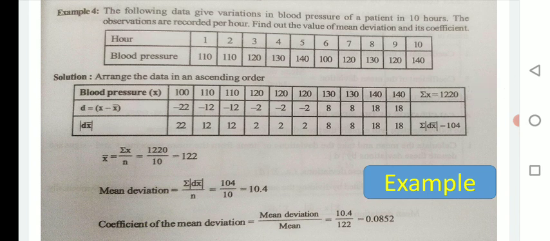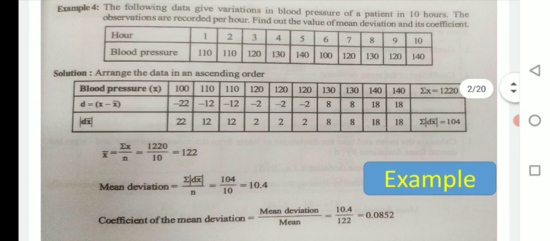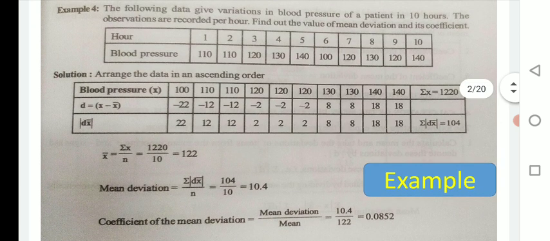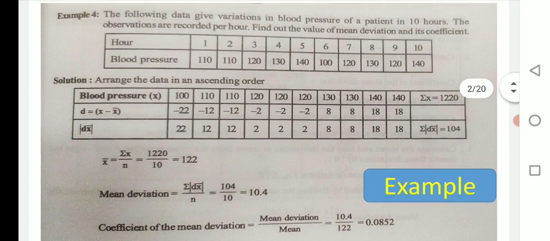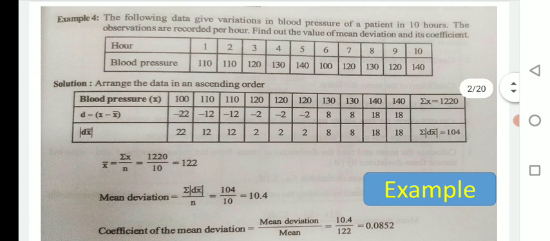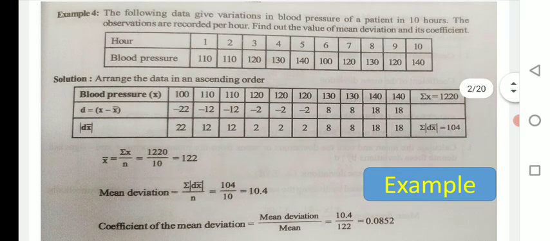Okay. So all these readings are added, and the total for dx is 104. So we have to put these readings in the formula, and the formula is summation dx upon n. We just calculate by putting in these values, and the final answer is 10.04. So the mean deviation for this series is 10.04.